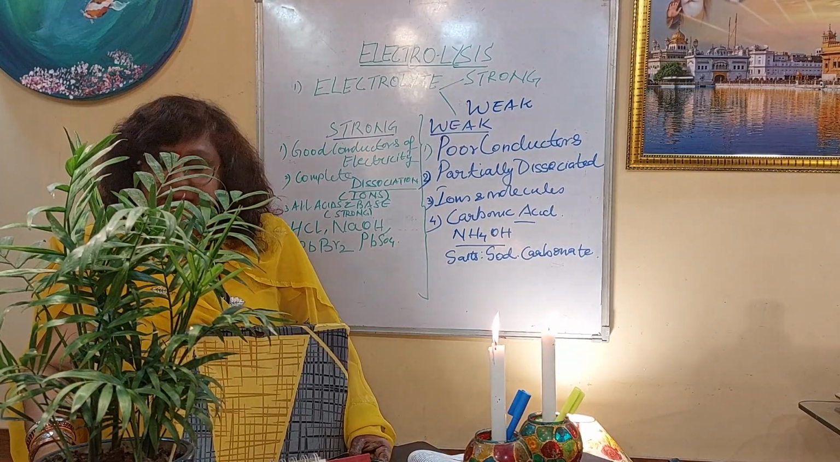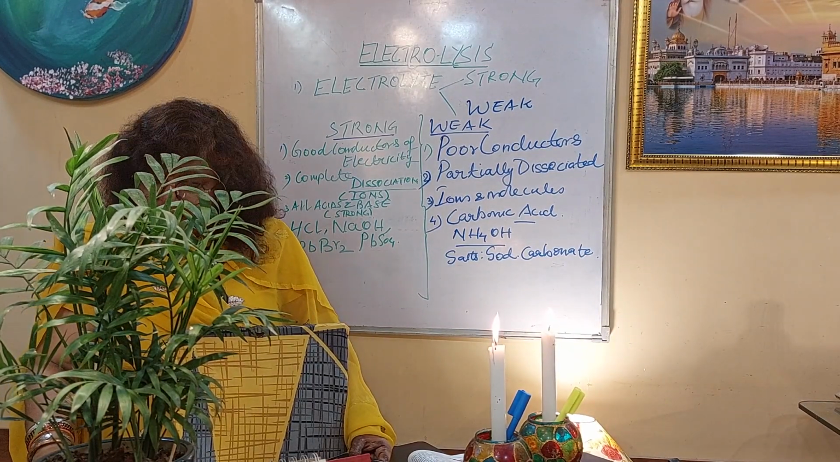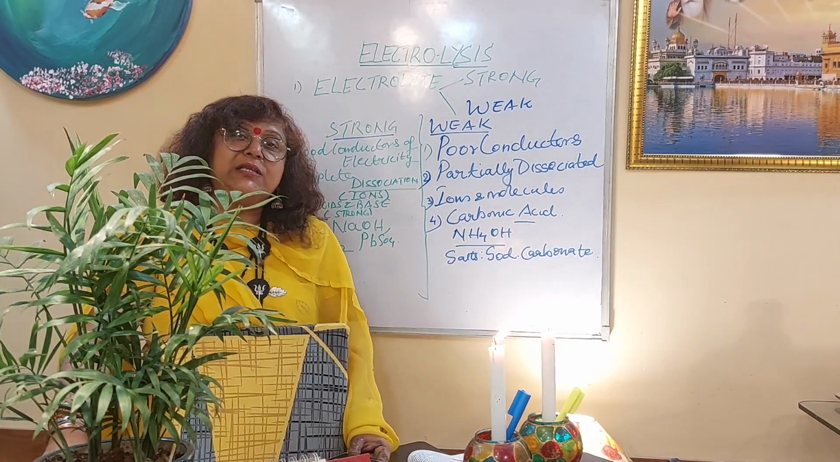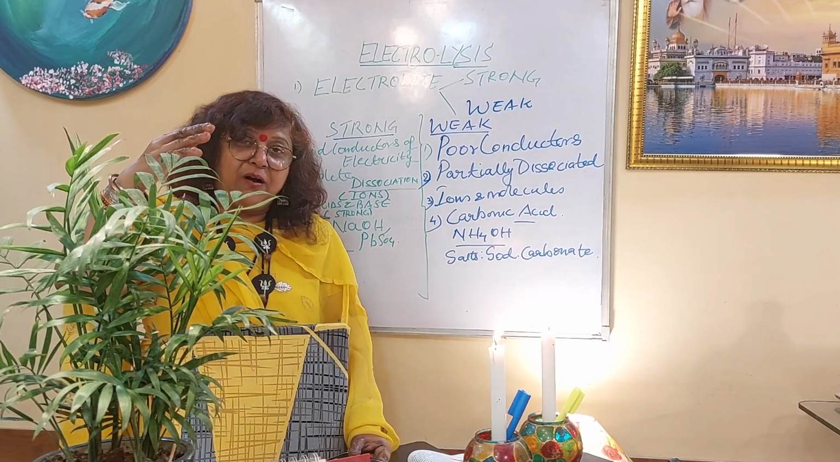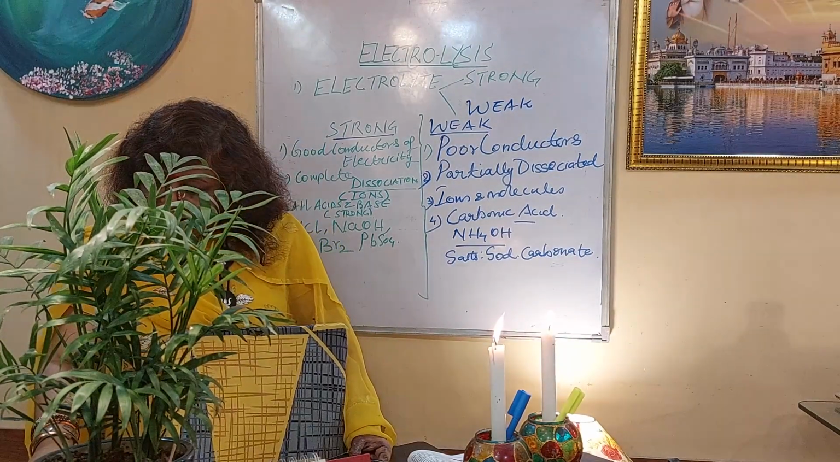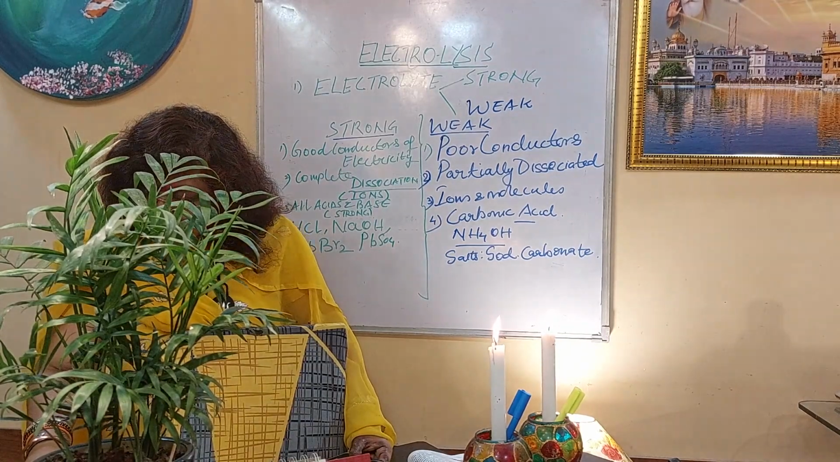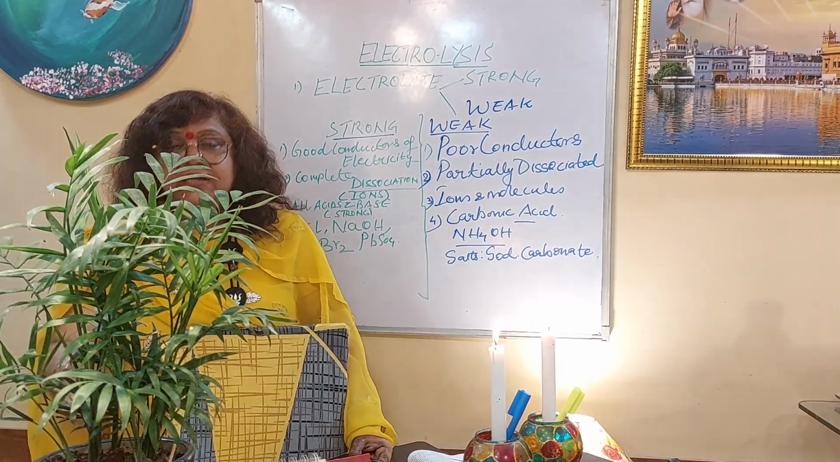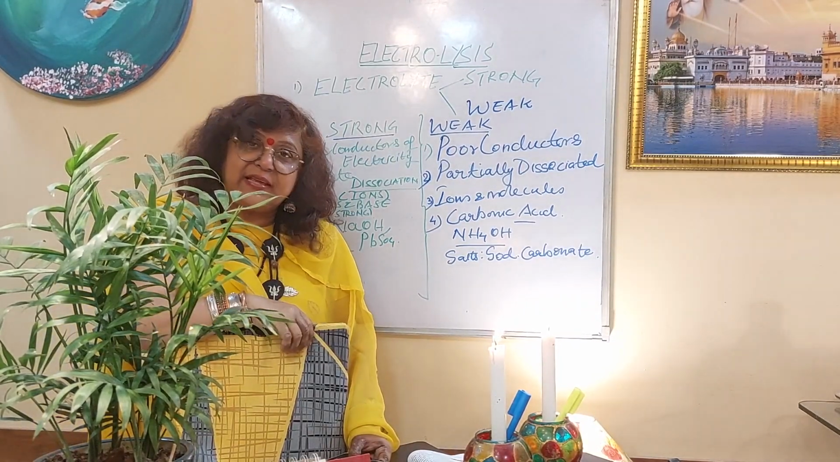Then the electrical conduction increases with an increase in temperature. Why does it increase? Because the dissociation of the electrolyte into ions increases. Electrolytes are good conductors only in aqueous solution or in the molten state. Examples for this can be copper sulfate, zinc sulfate.